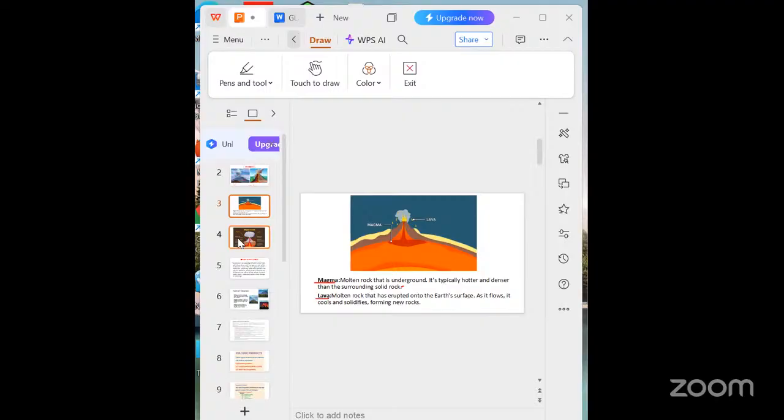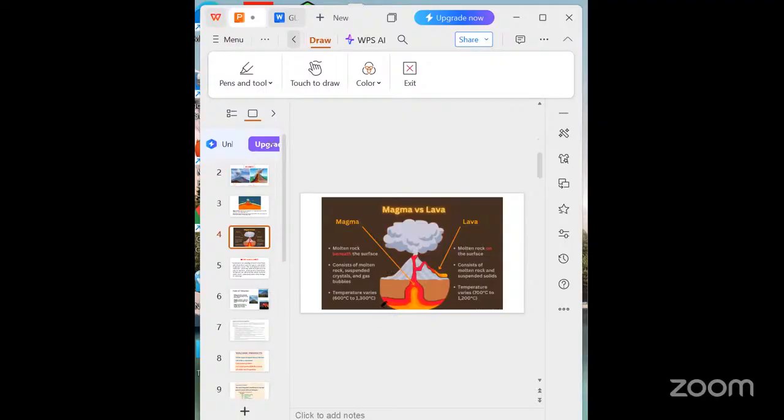So what is the difference between magma and lava? You see in this picture, the main difference is that magma is molten rock beneath the Earth's surface, right? While lava is molten rock on the surface. In addition to location, magma differs from lava in other respects too. These include chemical composition, temperature, and behavior.